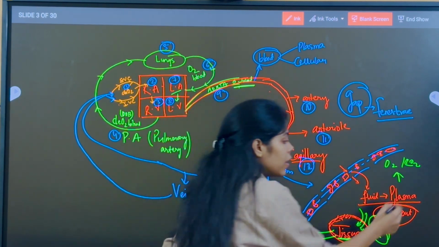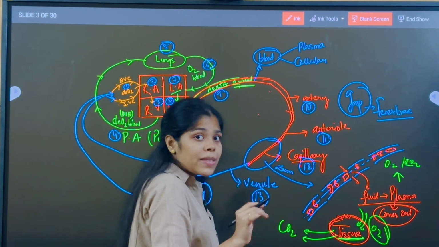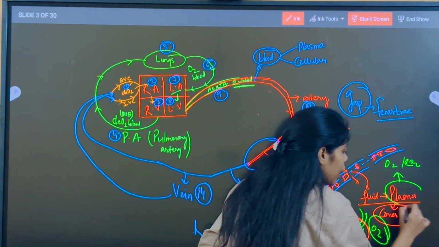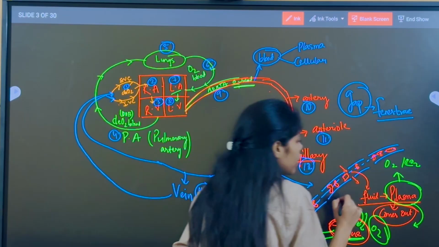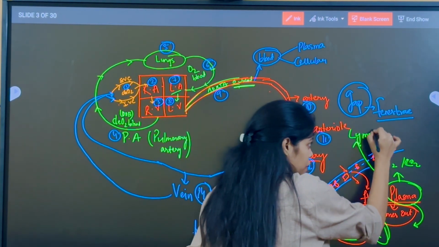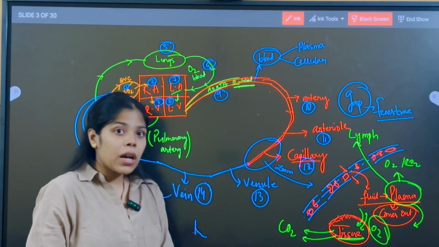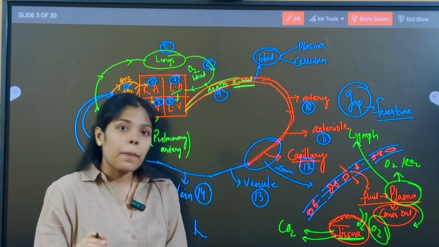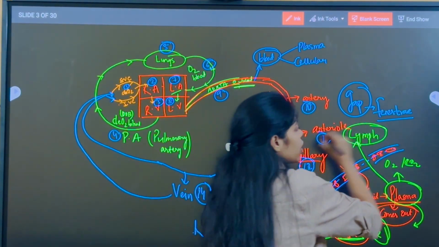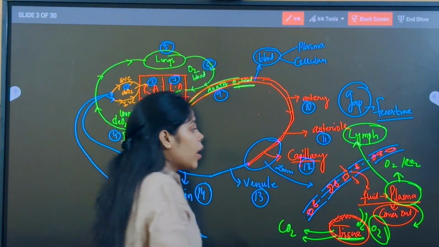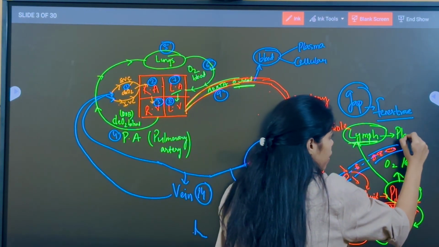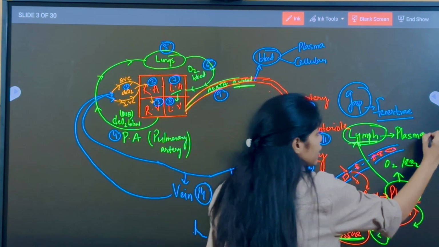So the plasma that comes out, when it comes out of the blood capillaries, as soon as it comes out, it is known as lymph. Now this lymph has plasma. Is it clear till now?